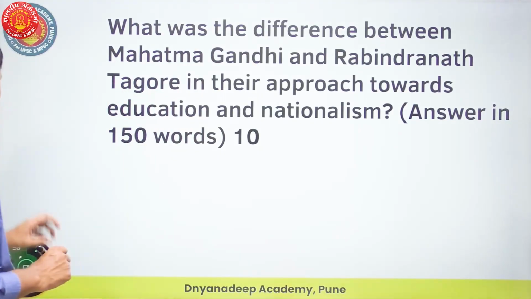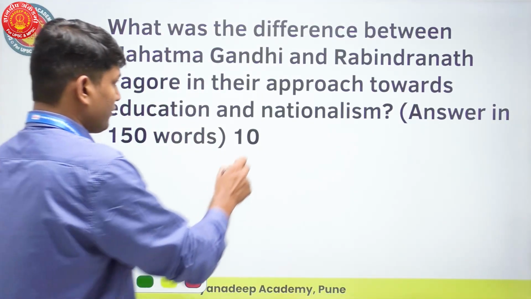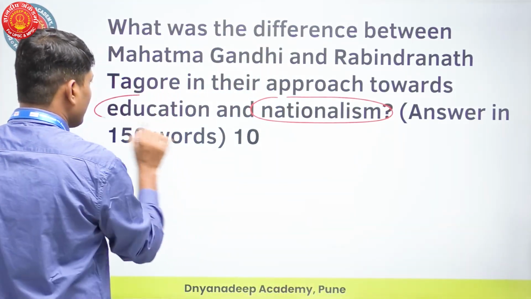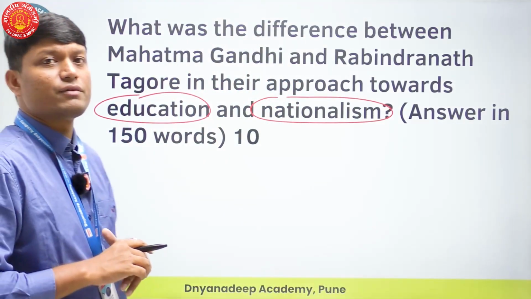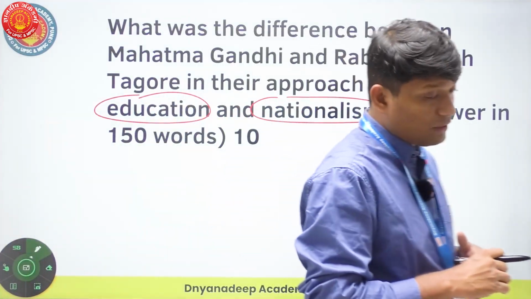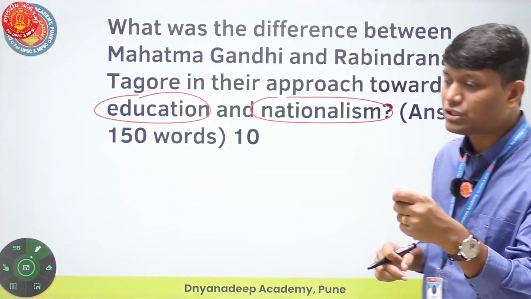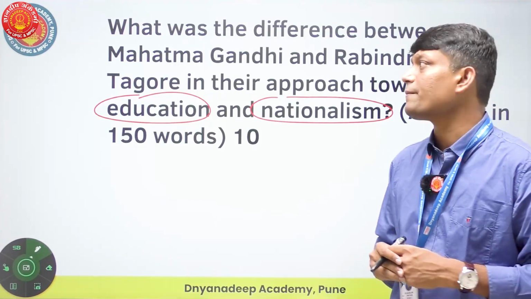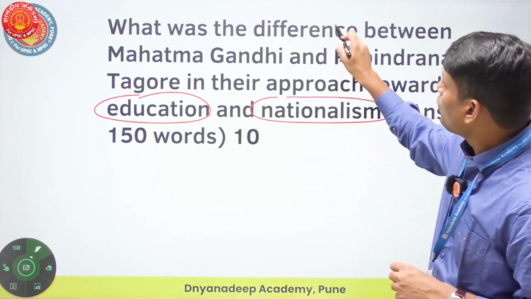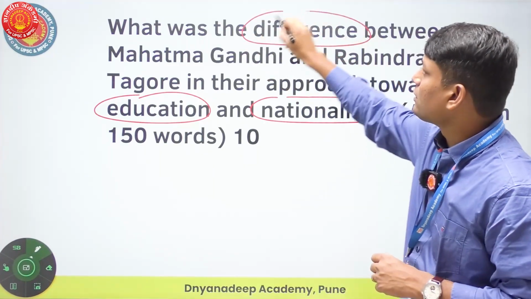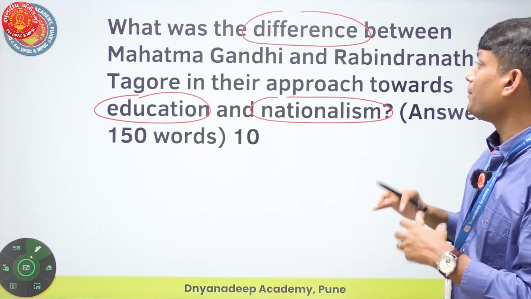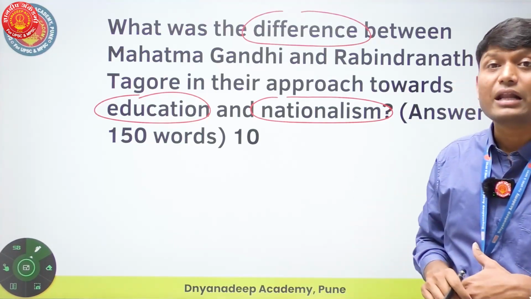Fine. So there is a consistent theme of nationalism in contemporary India. At the same time, there are a lot of reforms which are taking place in the field of education. The idea of education itself is changing. In the last few years, we have witnessed that particular change. And if you look at the theme in modern India, what was the difference between Mahatma Gandhi and Rabindranath Tagore in their approach towards education and nationalism?